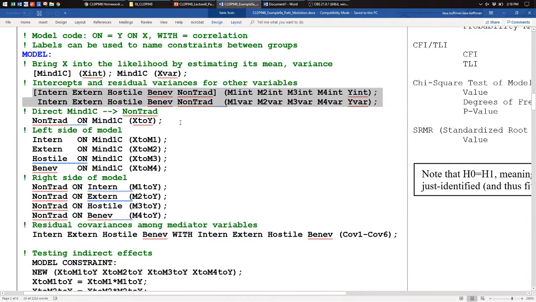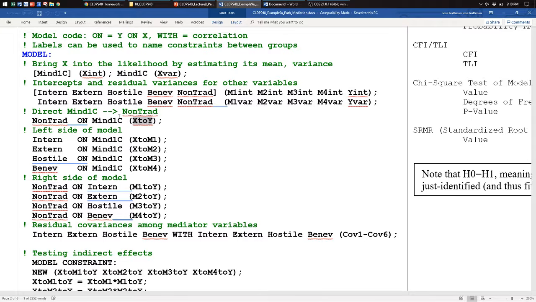Then we go into each piece of the model. So the X to Y relationship, as I have labeled it here, is non-trad on mind1C. So on creates the directed arrow where it's Y on X. Now that is backwards from how I always think about it. So you can see my own notes above that. Direct mindfulness predicts non-trad. So I write it as X arrow Y, but M+ insists that you do Y on X.